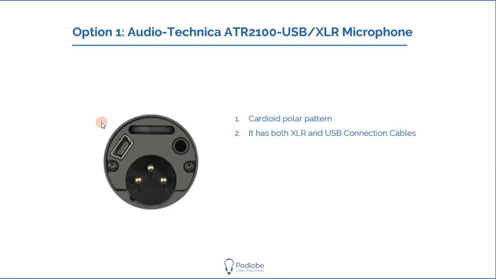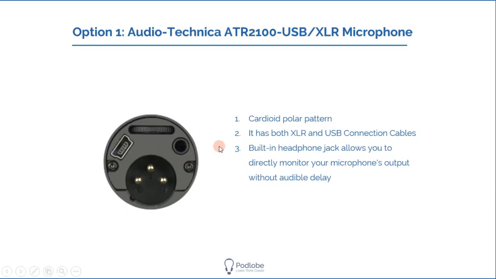Now, it has both XLR and USB connection cables. You can see it here. These three pins are for the XLR connection, and what you have here is your USB cable. So what this means is you can connect your microphone directly into your system and do your podcast without any other added accessories. And it also has this inbuilt jack that allows you to directly monitor your microphone's output without audible delay.